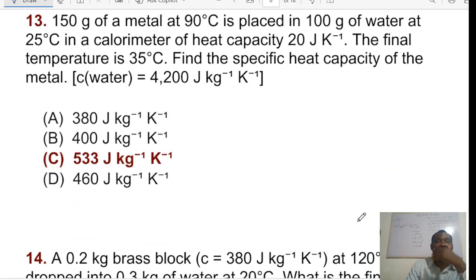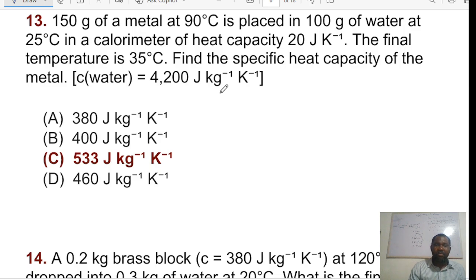It says 150 grams of a metal at 90 degrees Celsius is placed in 100 grams of water at 25 degrees Celsius in a calorimeter of heat capacity this. I wanted to mention this. So the final temperature is this. The specific heat capacity of the metal is, now I want to say this, that in the first two cases that we solved, there was no calorimeter. Calorimeter is a vessel where all these mixtures take place. Now, if the specific heat capacity of the calorimeter is not given, then you can ignore it. You can forget about it.